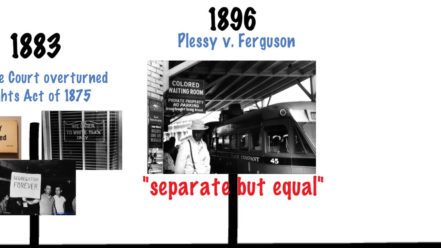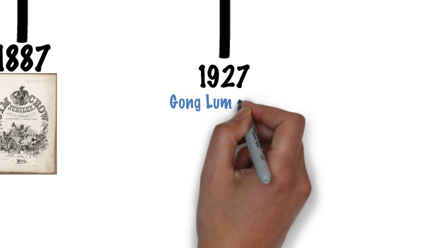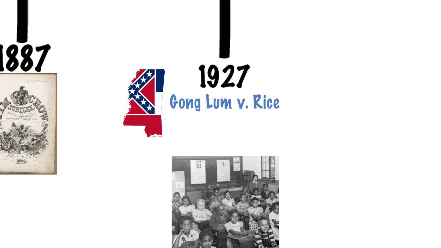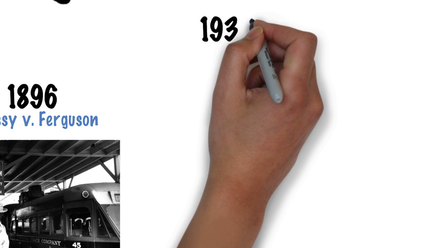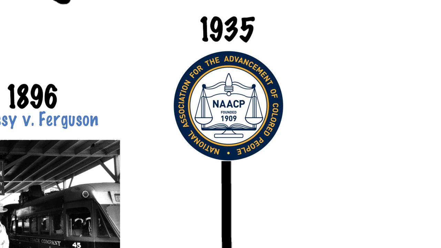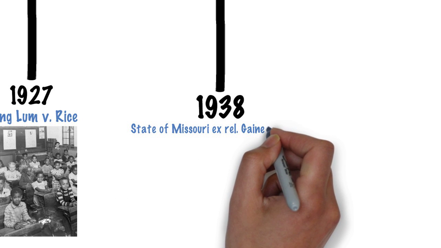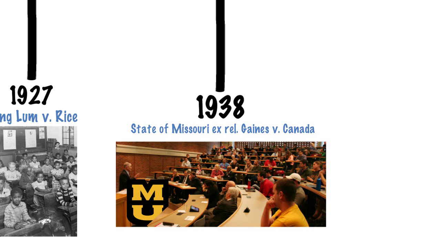In 1927, in Gong Lum versus Rice, the Supreme Court held that a Mississippi school district may require a Chinese American girl to attend a segregated black school rather than a white school. In 1935, the NAACP began challenging segregation in graduate and secondary schools. In 1938, the Supreme Court decided in favor of Lloyd Gaines, a black student who had been refused admission to the University of Missouri's law school.